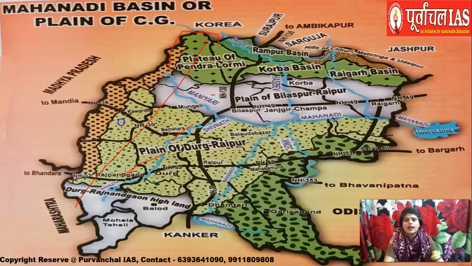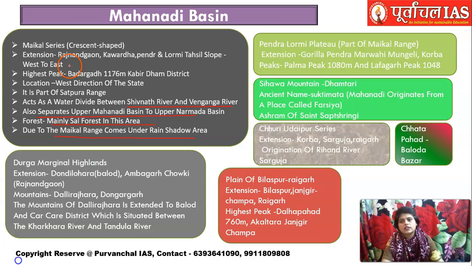That is having less rainfall because of a hill acting as an obstruction. I think you have studied in Indian geography the concept of rain shadow. Due to the Maikal range, the extension of these particular districts come under the rain shadow area. Then we have this Durg marginal highlands, that is the area of Durg division.